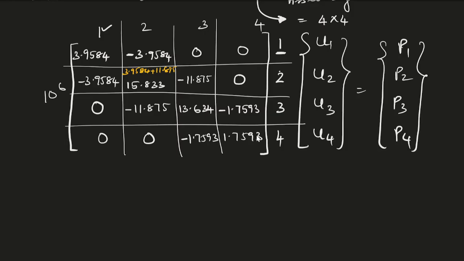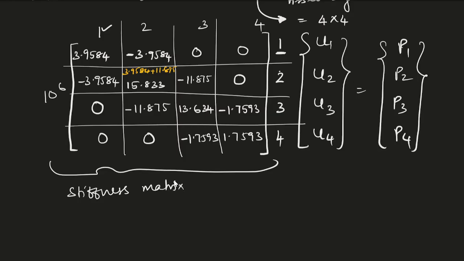So you are done with the assembly of the stiffness matrix. This is the stiffness matrix. There is a method to check whether what we did is right or wrong. The very first property says that the diagonal of the matrix should be 0 or a positive value. If you see, these are plus 3.9, plus 15, plus 13 and plus 1.7, so all the diagonal values are positive.